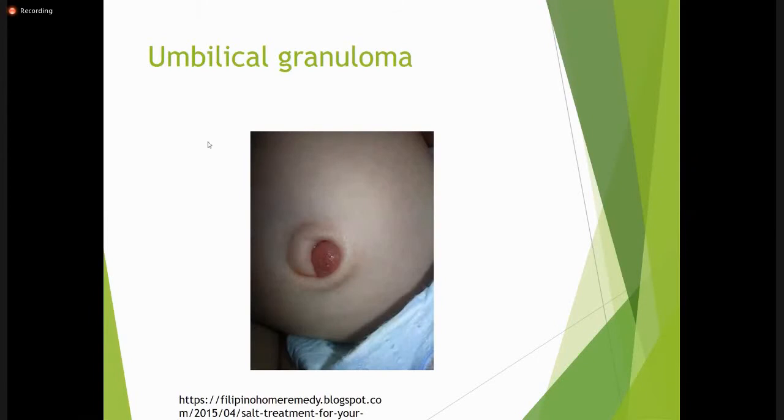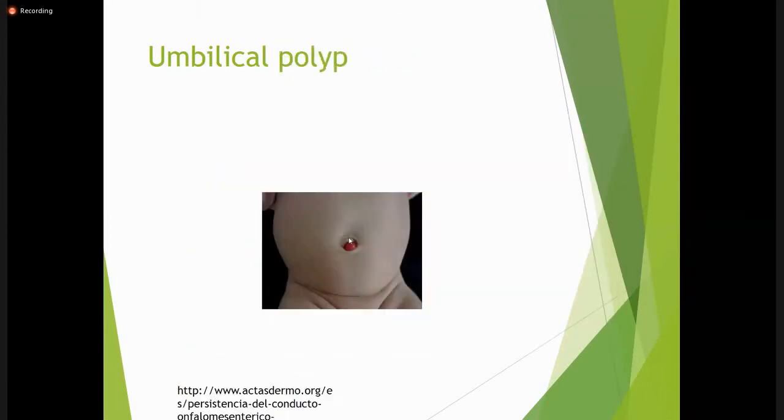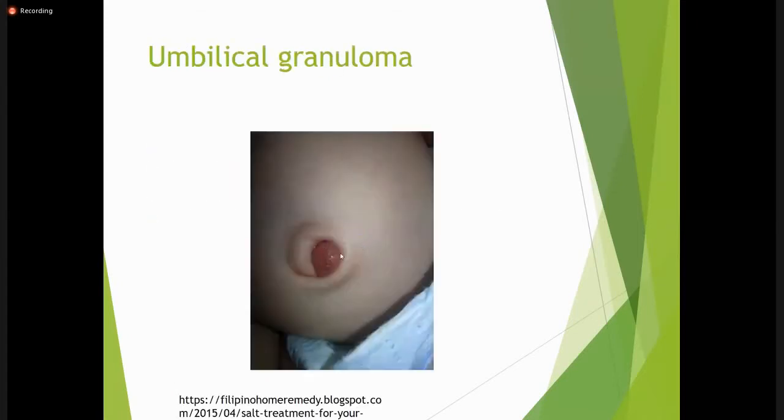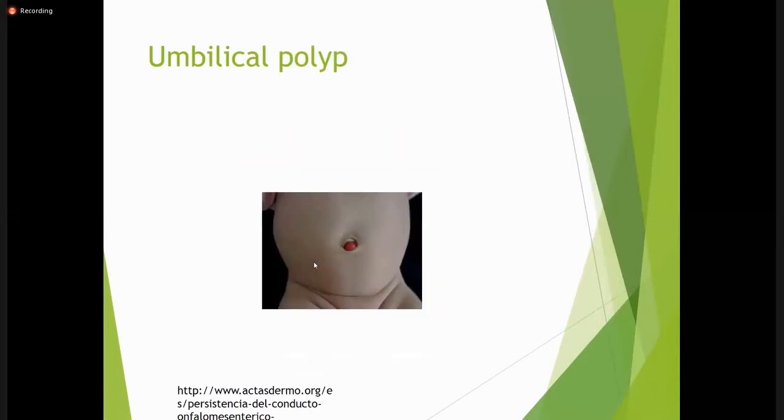Now, umbilical granuloma and umbilical polyp, you can differentiate them: the polyp is very bright red with smooth margins, while the granuloma has serrated margins. Both are very benign, and they can be treated by just cauterization and sometimes excision. So you don't have to worry about it. These simple procedures can be done to remove them.